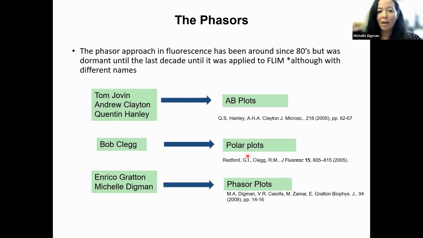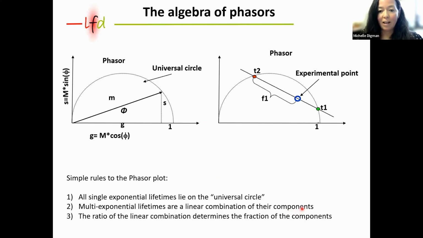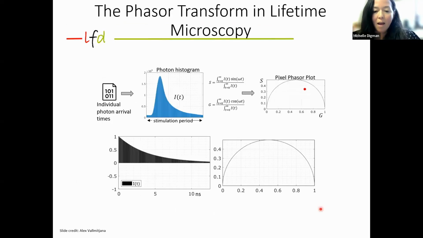Bob Clegg used the phasors. He called them the polar plots, and Enrico and I came out with phasor plot, and that was for the first time used for imaging for fluorescence lifetimes. So again, I'm going to actually skip through this because I have a very nice video that Lorenzo Scipioni made on the simulation of the phasors.